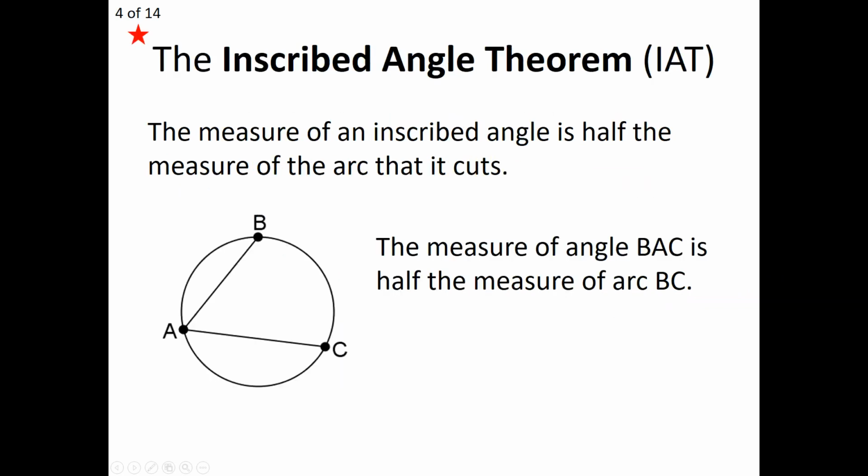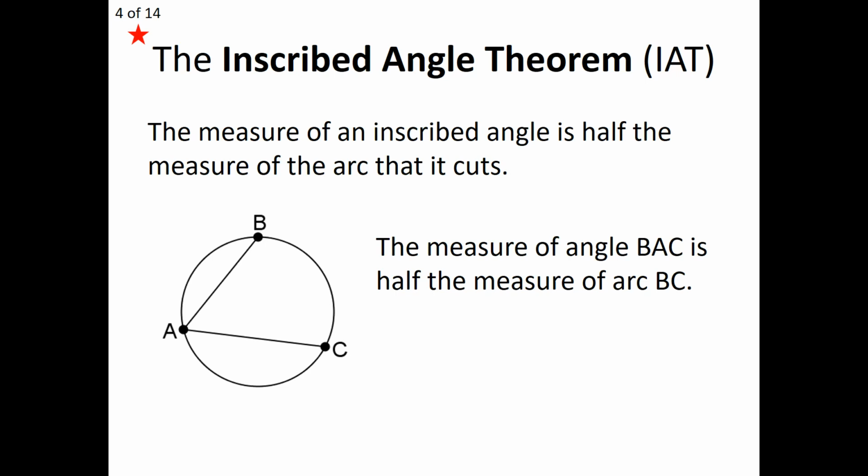Now on to our inscribed angle theorem. What we're going to look at is the relationship between the measure of that inscribed angle and the arc that it cuts. So here's what we're going to prove: the measure of an inscribed angle is half the measure of the arc that it cuts. In other words, looking at our diagram, the measure of the inscribed angle BAC is equal to half the measure of arc BC.